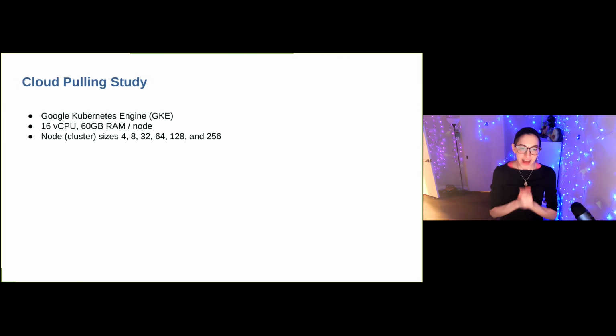Now, I designed a cloud pulling study. It would be run on Google Kubernetes Engine or GKE. I would use a fairly small instance with 16 vCPU, so that's 8 actual cores, 60 gigabytes RAM per node. I want to note that I also tested on a larger instance, so that was 64 vCPU, and the additional performance was small relative to the additional cost, which was much larger, and I decided not to use that. We're going to be testing quite a range of cluster sizes from the smallest size 4 up to 256 nodes.